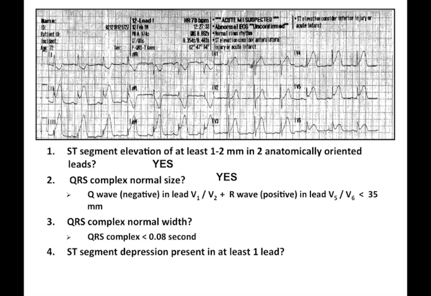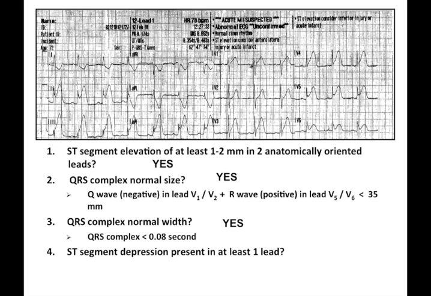The next question asks us, is the QRS complex a normal width? We need to look very closely here and remember that one small box is equal to 0.04 seconds, while one large box from here to here is equal to 0.2 seconds. So we're asking the question, is this QRS complex more narrow than two small boxes or 0.08 seconds? And the answer to that question is yes, it is normal.